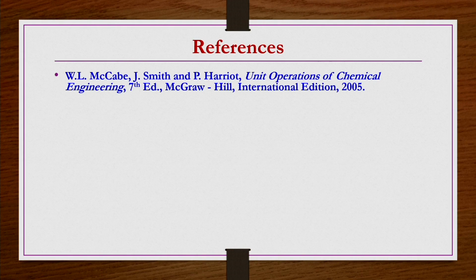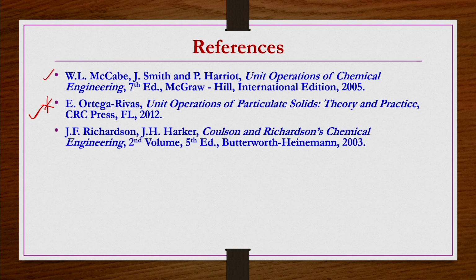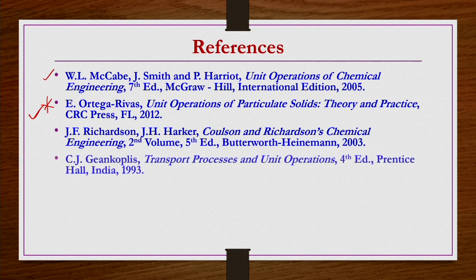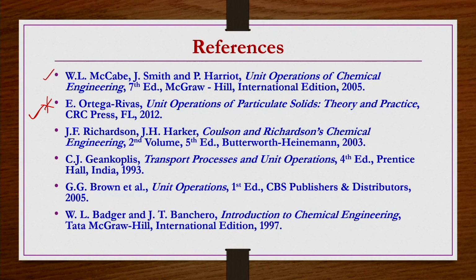The references are Unit Operations of Chemical Engineering by McCabe, Smith and Harriott, then Unit Operations of Particulate Solids: Theory and Practice by Ortega Rivas. Most of the details presented in this lecture have been taken from this second book. A few details are also taken from the first book, McCabe, Smith and Harriott. Other reference books are Coulson and Richardson's Chemical Engineering Series, second volume by Richardson and Harker, then Transport Processes and Unit Operations by C.J. Geankoplis, then Unit Operations by Brown et al., and finally Introduction to Chemical Engineering by Badger and Banchero.